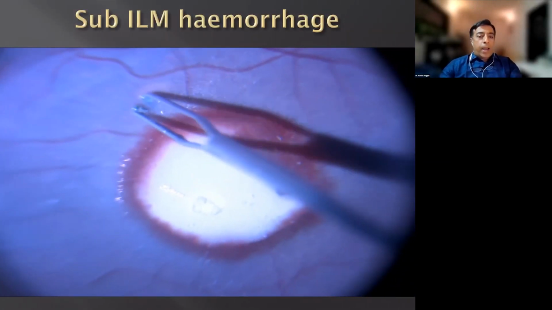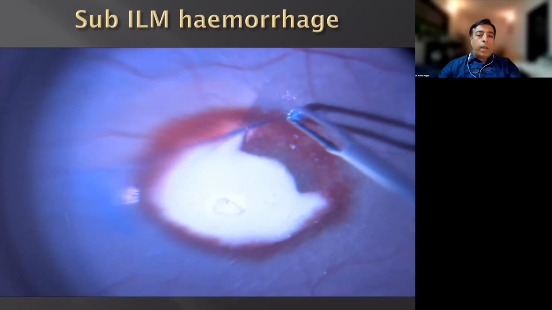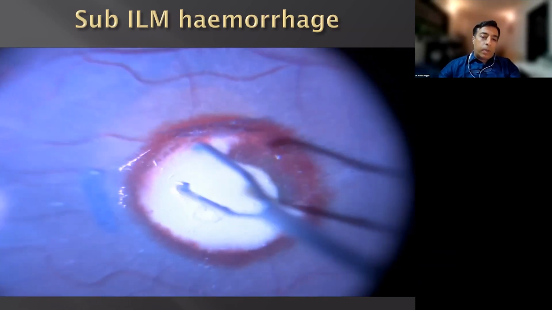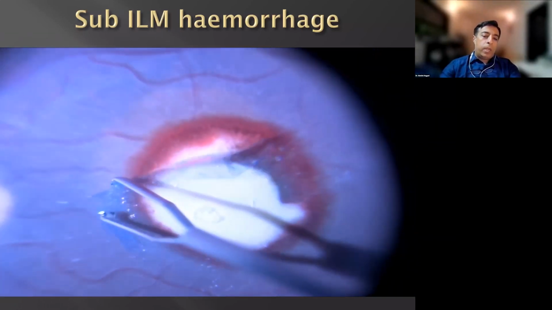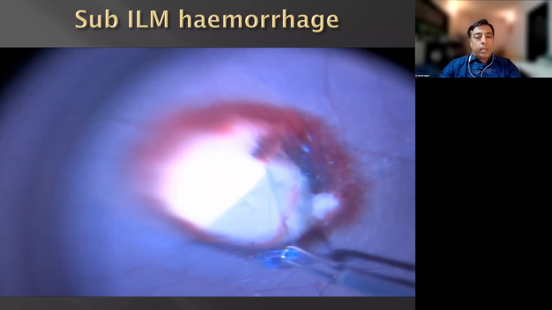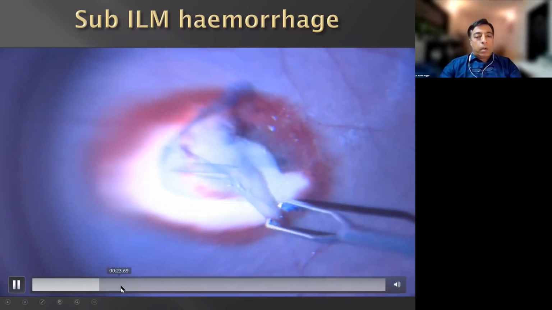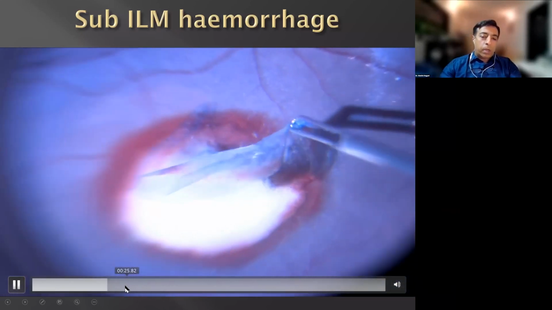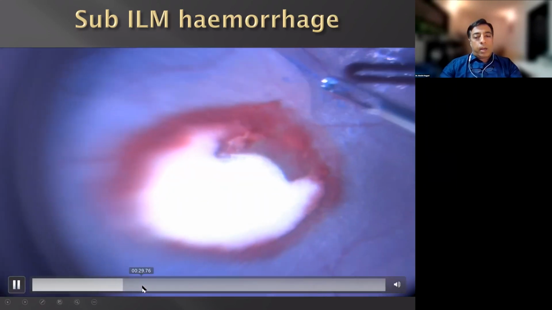Now, this is a sub-ILM hemorrhage which has partially dehemoglobinized, and you can see that we have stained the ILM, and I'm removing the sheet. The ILM on its undersurface has a lot of granular deposits of the remnants of the dehemoglobinized blood which is there underlying that.